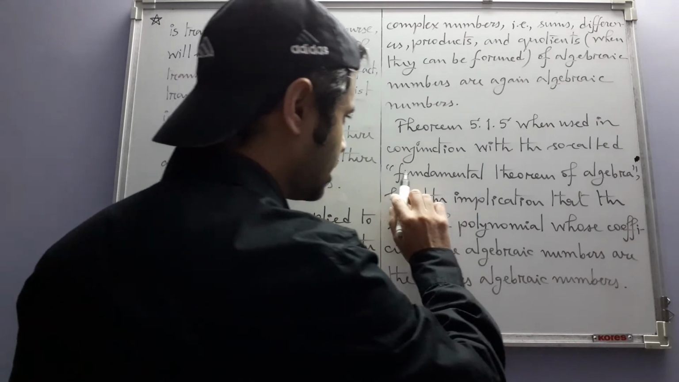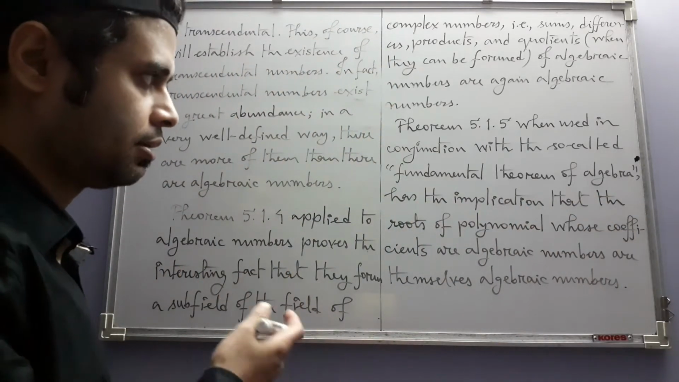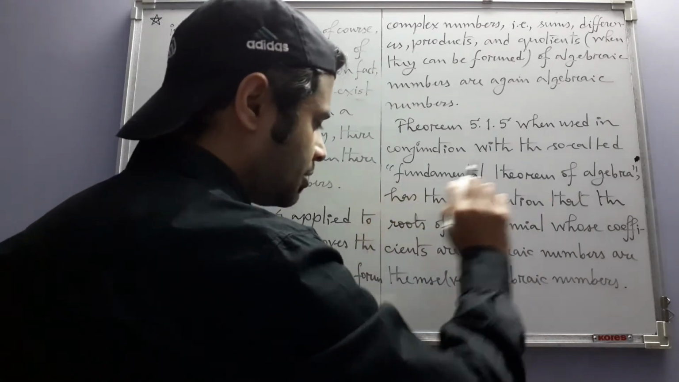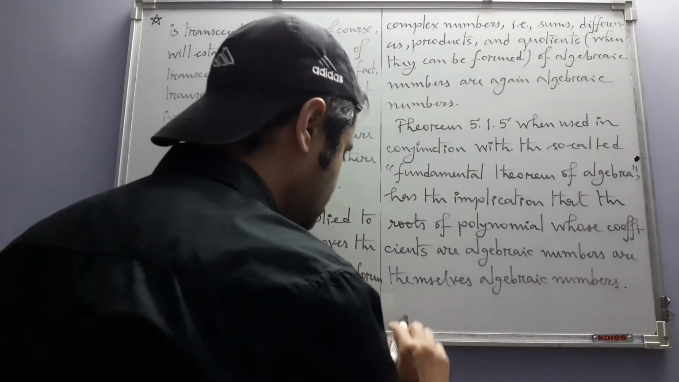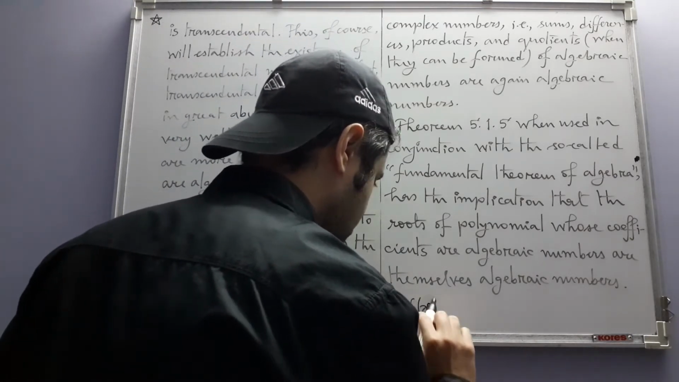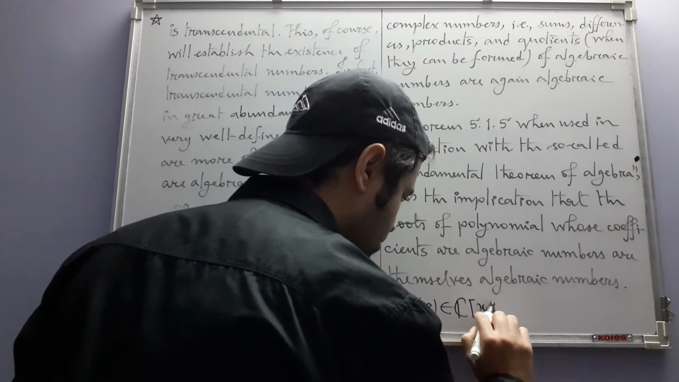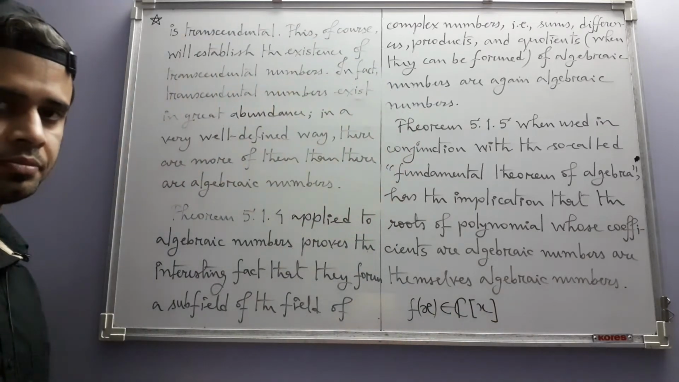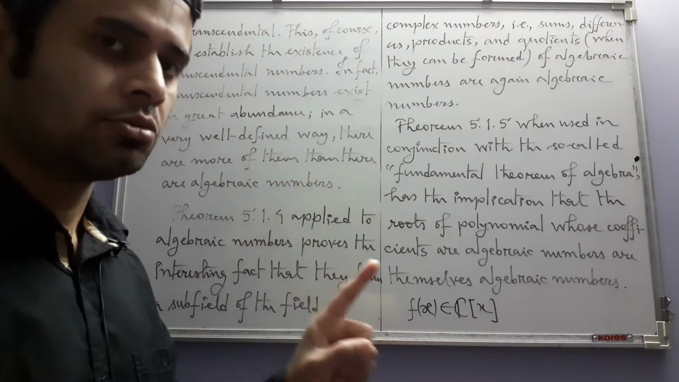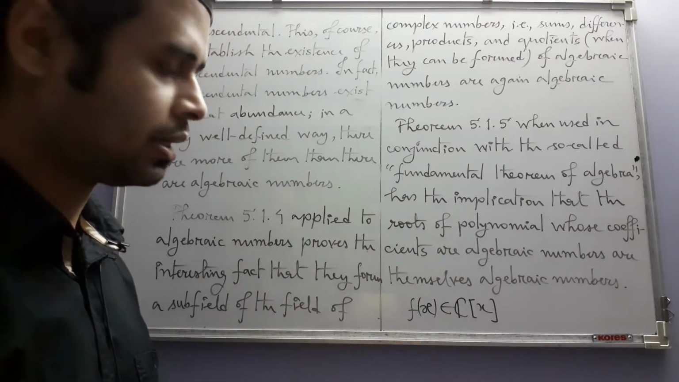One more thing is, what is the fundamental theorem of algebra? You can of course look it up, but since we are discussing these things, let me tell you. The fundamental theorem of algebra says that any polynomial over the field of complex numbers has at least one root which is a complex number. That is the fundamental theorem of algebra.